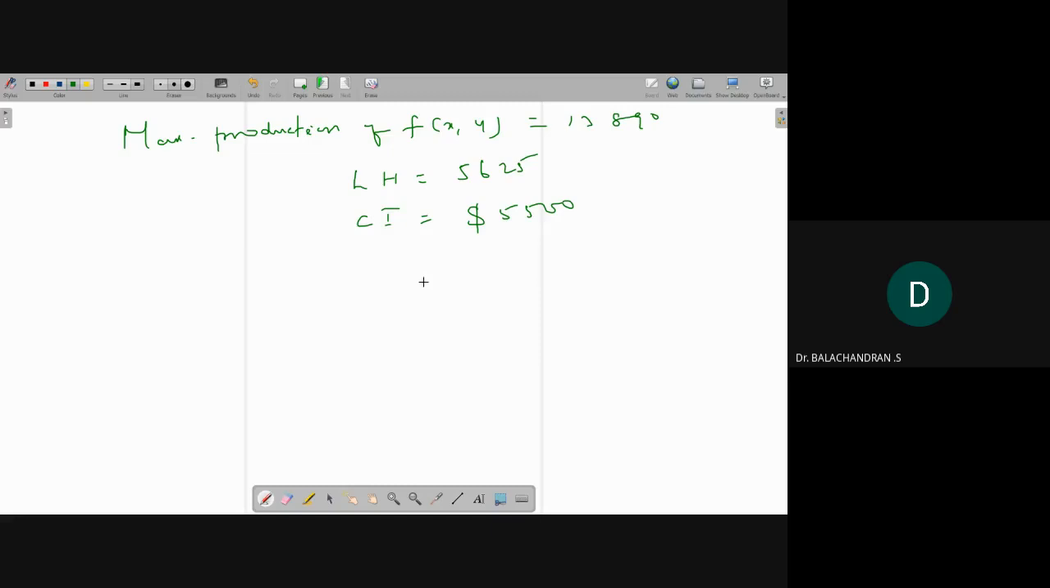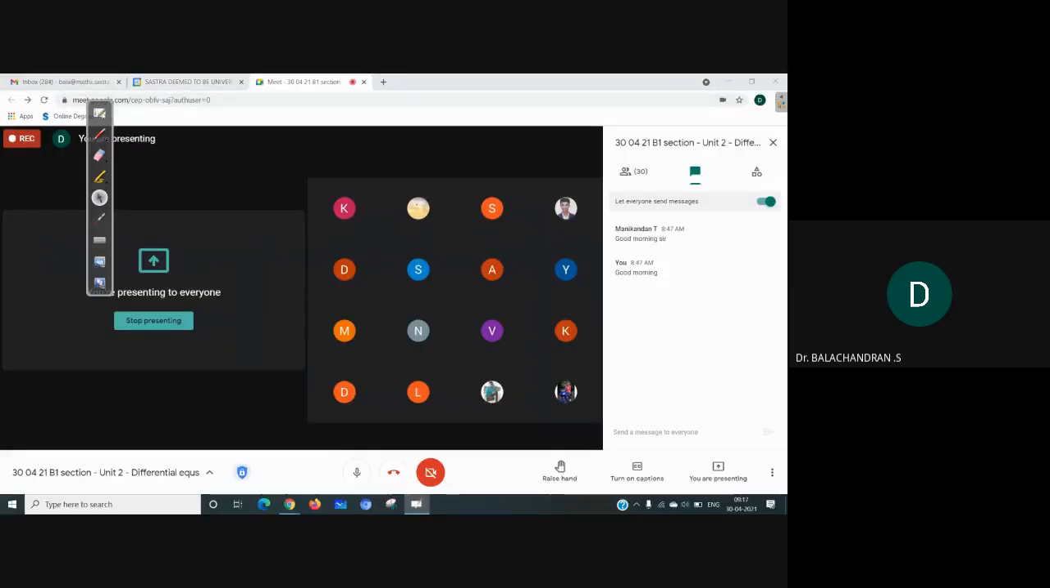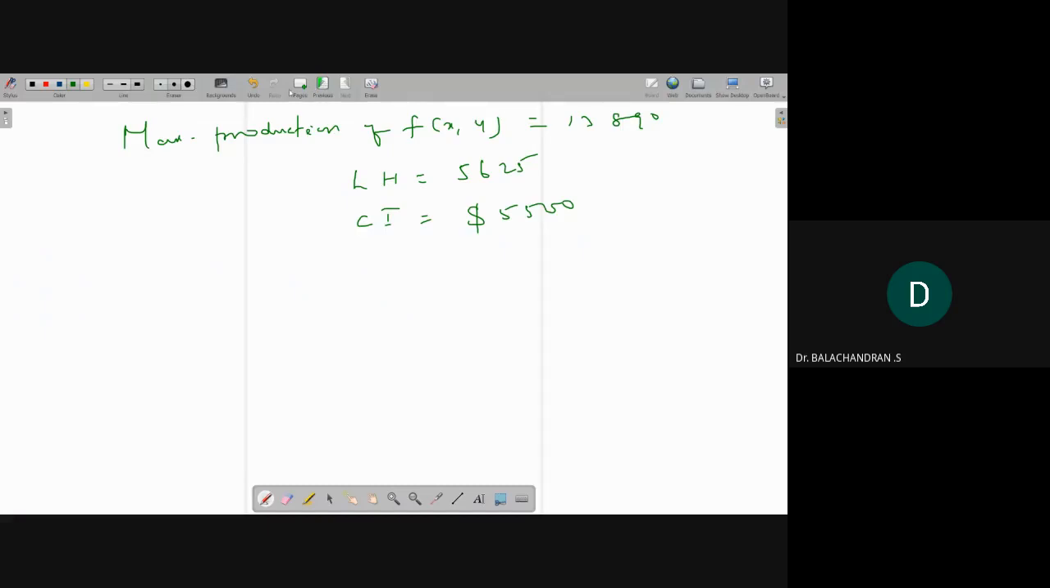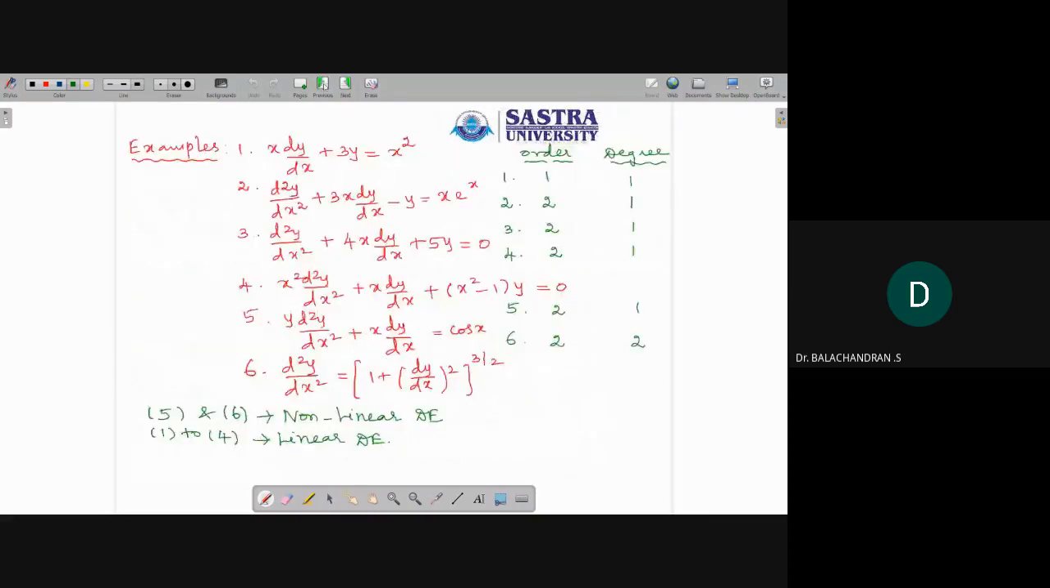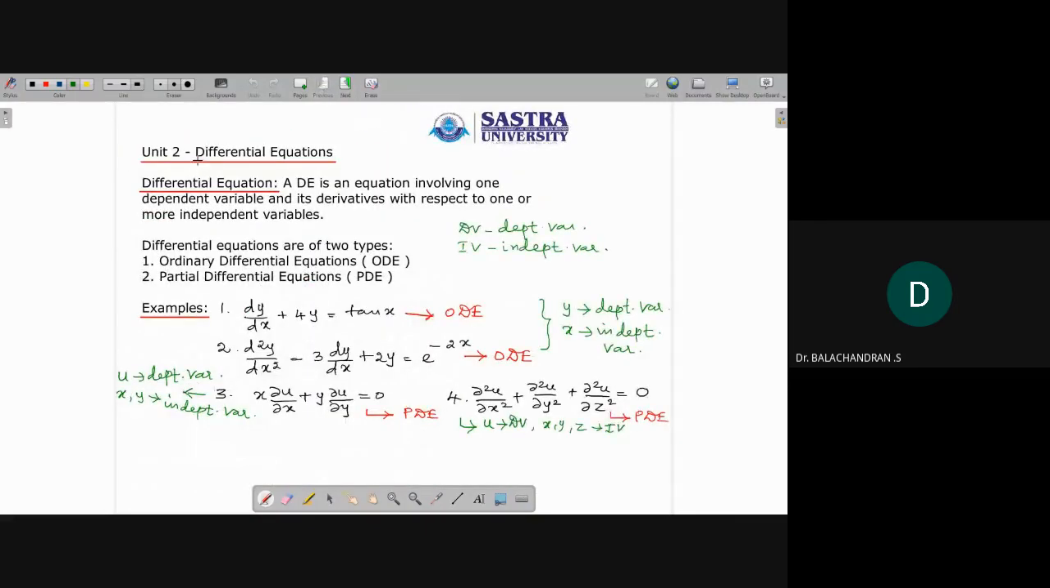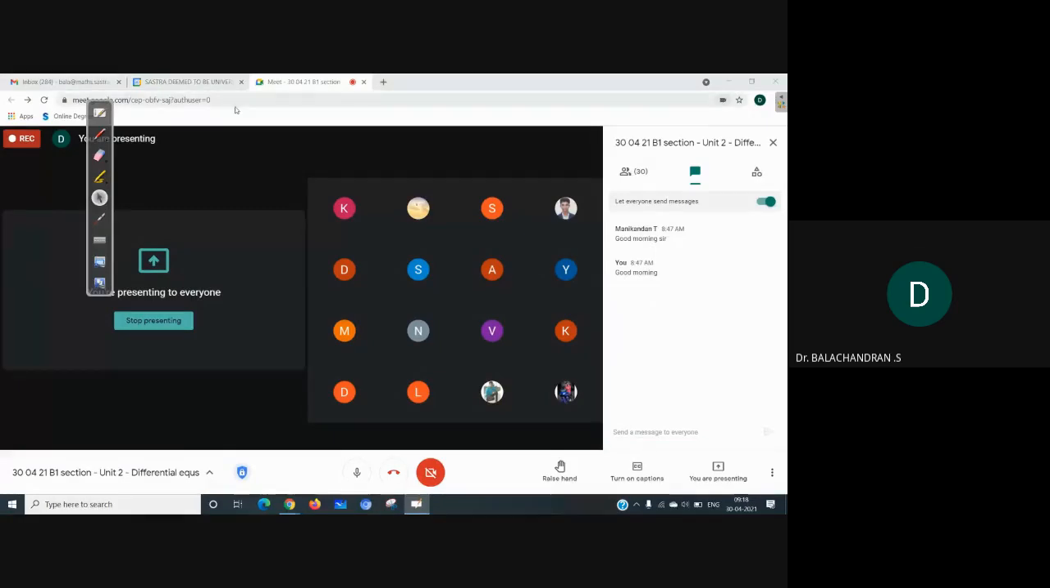Okay, now I am going to start Unit 2, differential equations. I think most of you studied differential equations at higher secondary level, plus 1 or plus 2 level. Did anybody not study differential equations in plus 2? Andhra students? There is no reply, which means everybody studied.